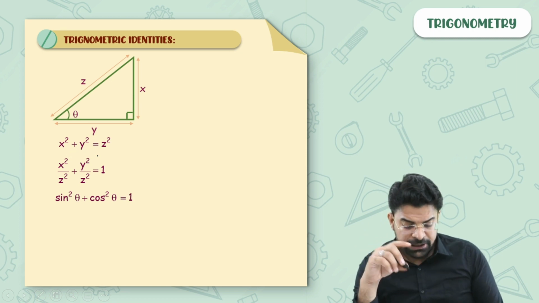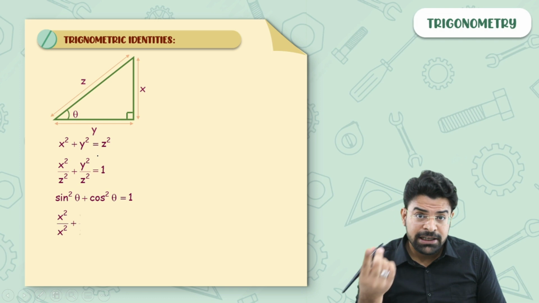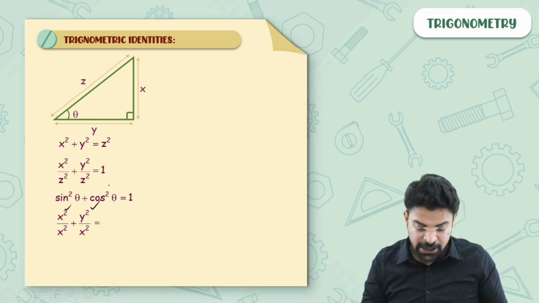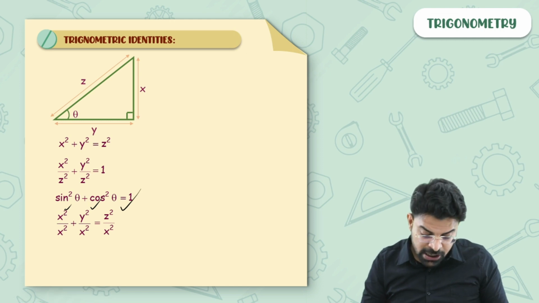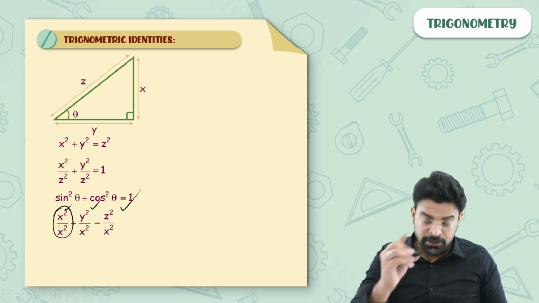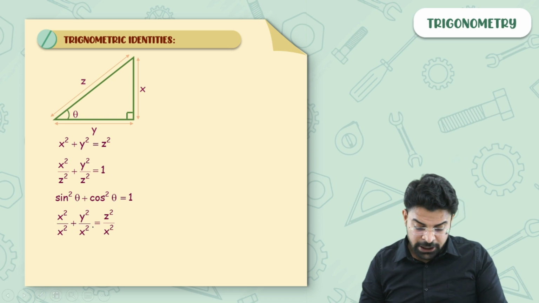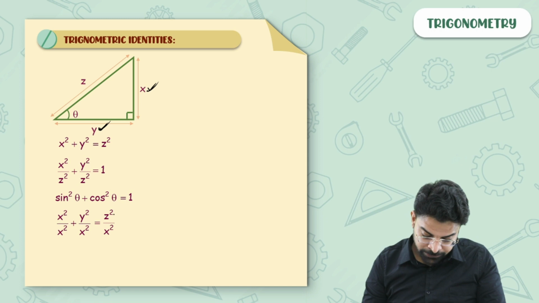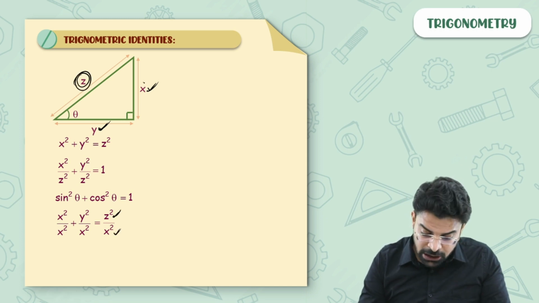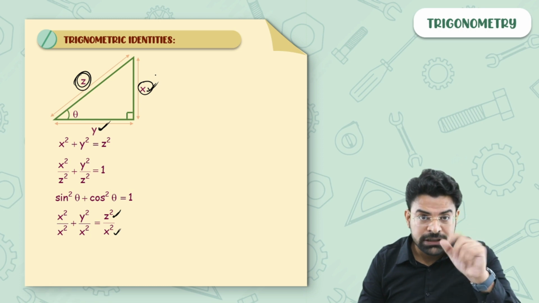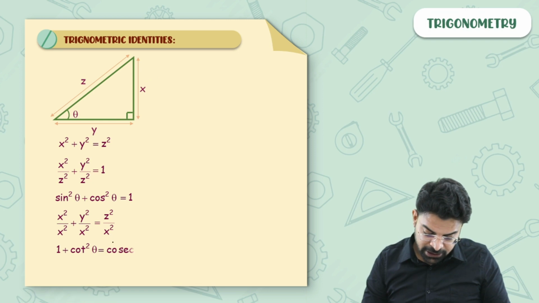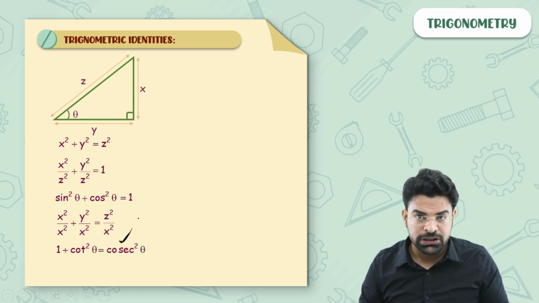Similarly, rather than dividing each term with z square, we can divide each term with x square. On dividing each term with x square, we get x square by x square plus y square by x square equals z square by x square. X square by x square becomes 1. Y square by x square, this is cot square theta. Z square by x square, hypotenuse upon x, this is reciprocal of sine, so that is cosec square theta. So we get another trigonometric identity, 1 plus cot square theta equals cosec square theta.